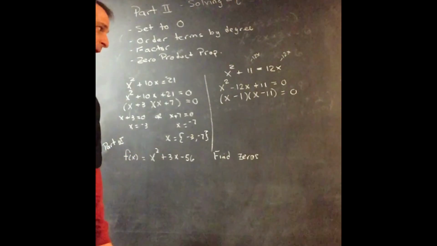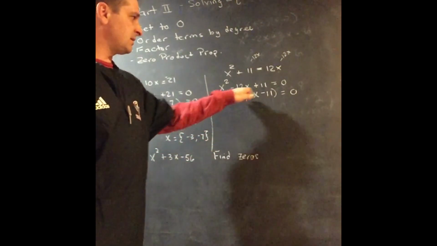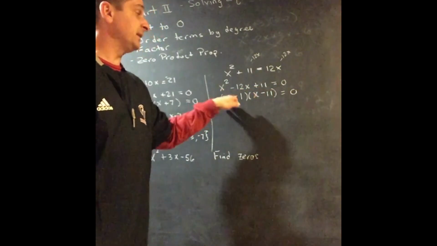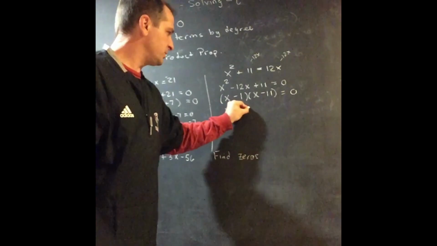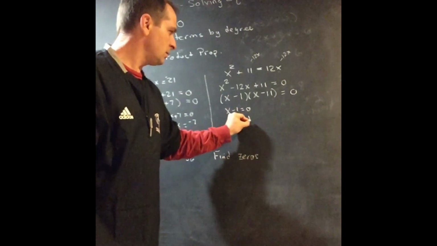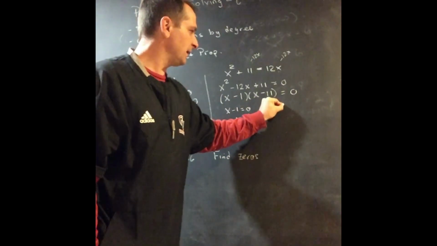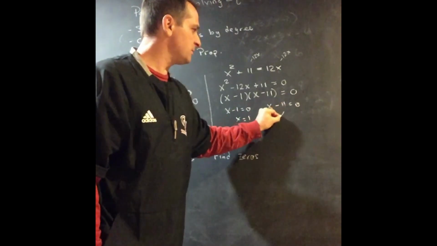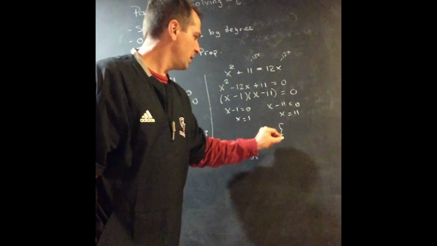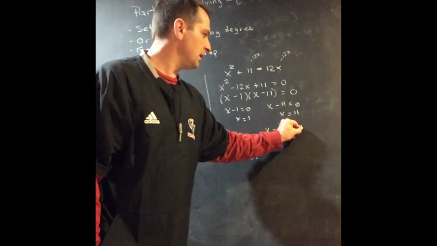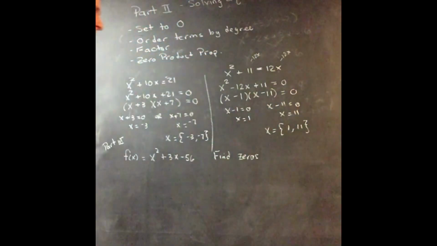Now I can use the zero product property. Since this times this equals 0, at least one of these must be 0. So x minus 1 equals 0, which gives me x is 1. Or x minus 11 equals 0, which gives me x is 11. So x is equal to the set of 1 and 11.